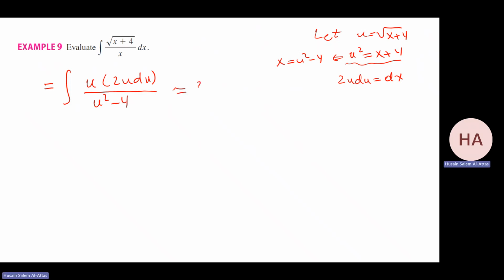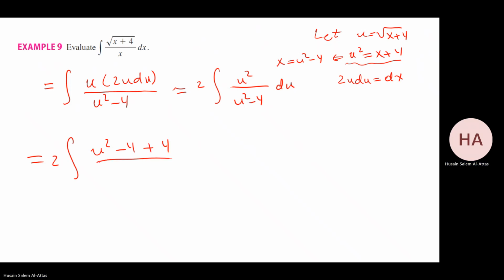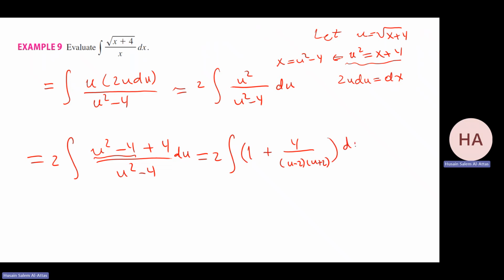Okay, so this is what? I can take 2 outside. u squared over u squared minus 4 du. Okay. I need the long division, or I can do this trick. I can write u squared as u squared minus 4 plus 4, over u squared minus 4 du, which is similar to the long division. That will be what? This by this is 1 plus 4. And then let me write this as u minus 2, u plus 2, because I need the partial fraction now.